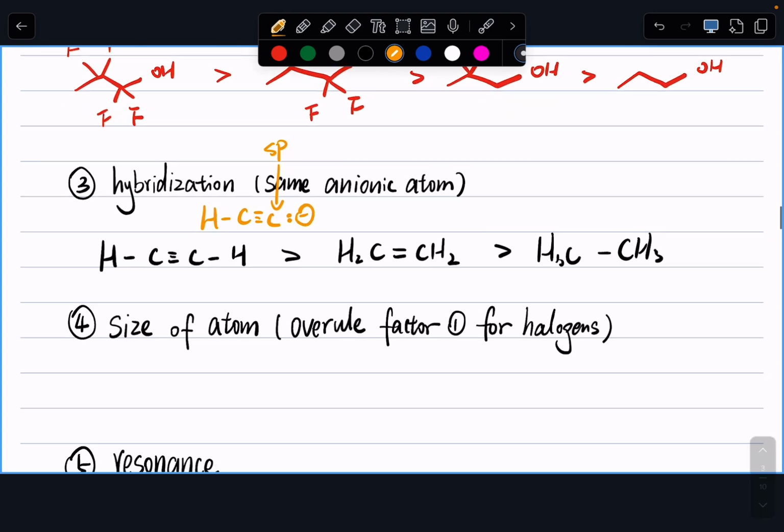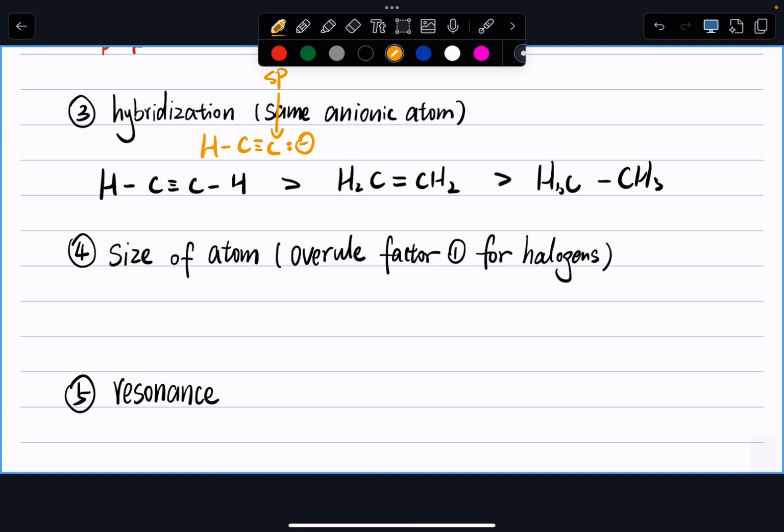And then we have trend number 4, which is size of the atom. This one is typically when we're going down the periodic table, especially in our last column for the halogens. So this could overrule our factor number 1, which is the trend of electronegativity. So in here, we're saying HI, hydroiodic acid, is more acidic than HBr, then HCl, then HF.